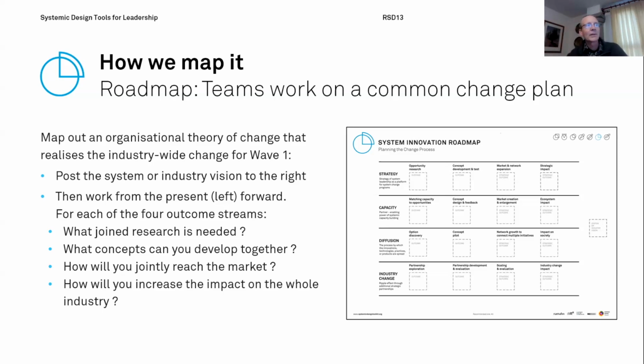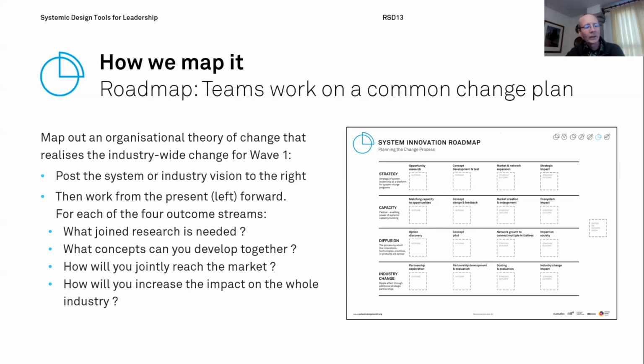And this could be mapped out as a theory of change that realizes an industry-wide change in the waves of innovation model. So it's set up as a theory of change. You put in a similar way a single vision for that impact in a sticky note all the way to the right. So there's a box for that, and this is basically done like the other canvases. And you work from the present, or the left, forward across these 4 dimensions.